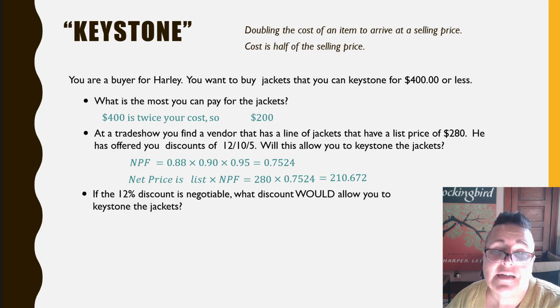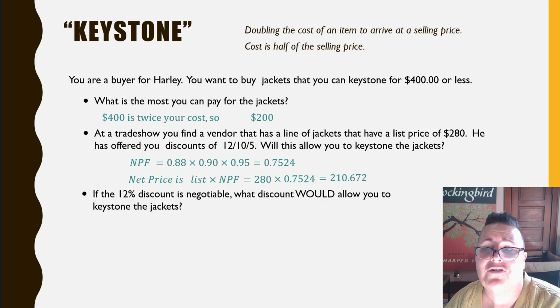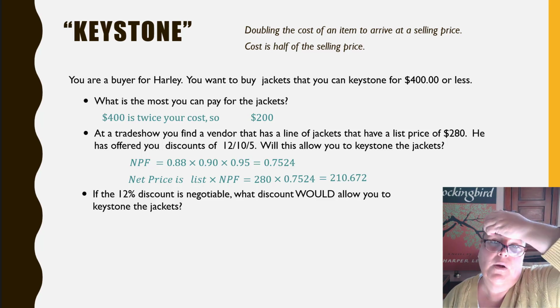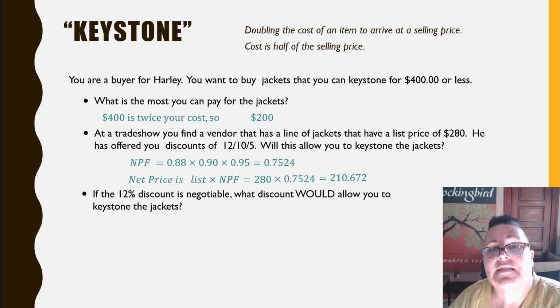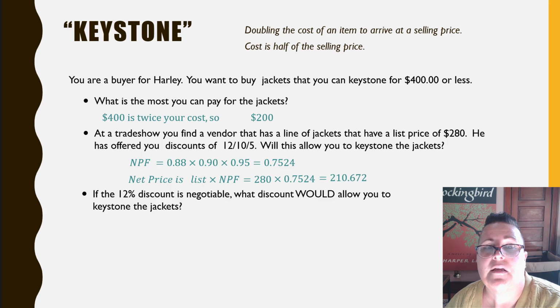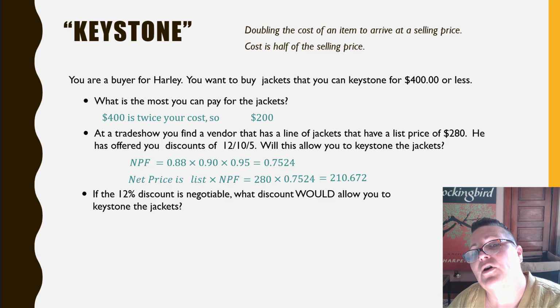And so he's said to you, well, that 12% is adjustable. Like, we can negotiate that. And so rather than jumping back and forth, I mean, you could tell him 15, but is 15 enough? You could tell him 20, but is 20 enough? You want to go in with a little bit of knowledge. So you're going to set this up as $200, right, is what you need to be. And you know that's 280 times your net price factor. But what you don't know is what that first number needs to be.